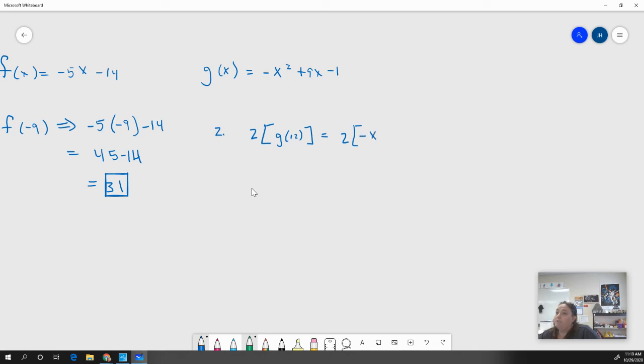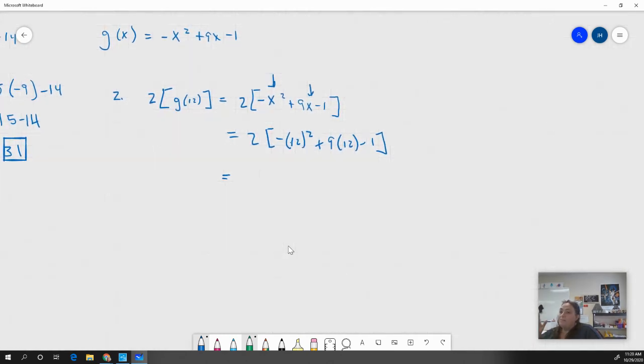So let's just put in 2 of g. 2 of g would be 2 of negative x squared plus 9x minus 1. But everywhere there's an x, I am going to put in 12. So really what it's saying is 2 times negative 12 squared plus 9 times 12 minus 1. I hate it when it corrects sometimes, because sometimes it corrects wrong. And when we look at that, now we can solve this. This is just mathematics, right? If you have a calculator, you can do it.